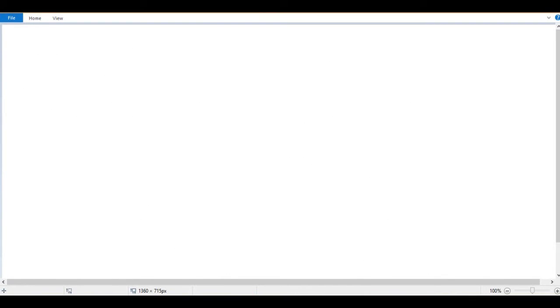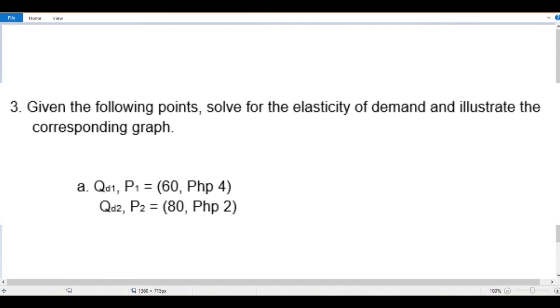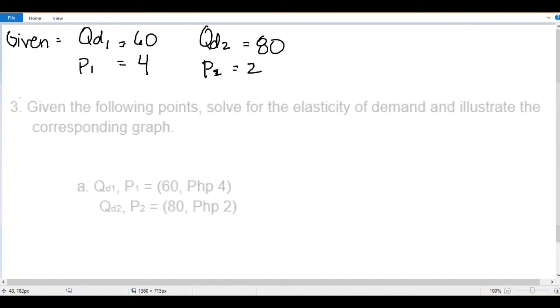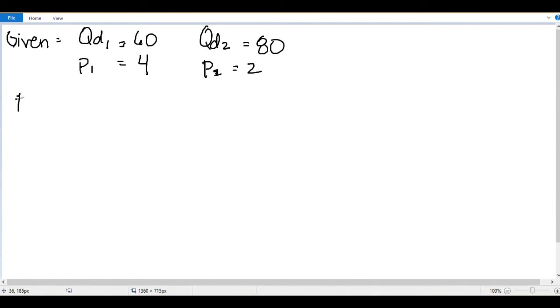We go to number 3, guided exercises, and I'll read. Given the following points, solve the elasticity of demand and illustrate the corresponding graph. So, we have A, given na. Kopyahin na lang natin. So, we have the given QD1 and P1. Sabi, QD1 daw is 60, while P1 is 40, then QD2 is 80 when the price is 2 pesos. So, let's solve. Dali lang, di ba?